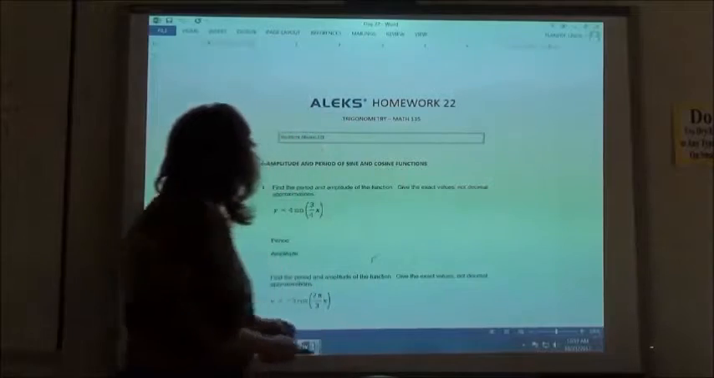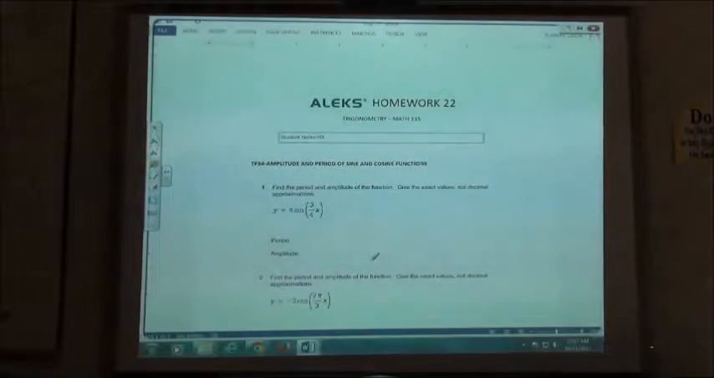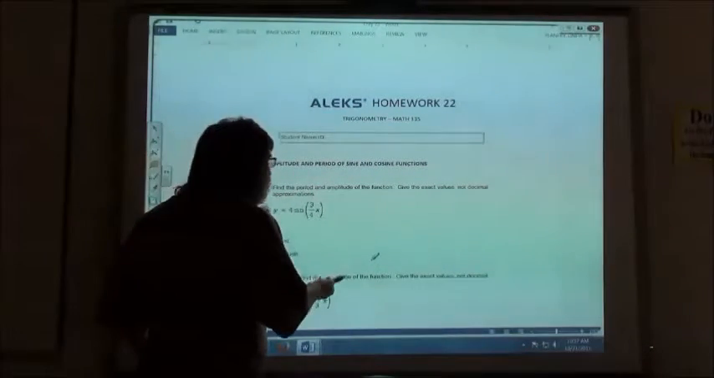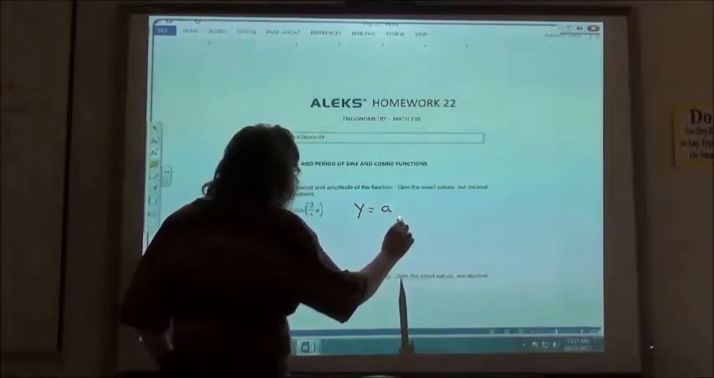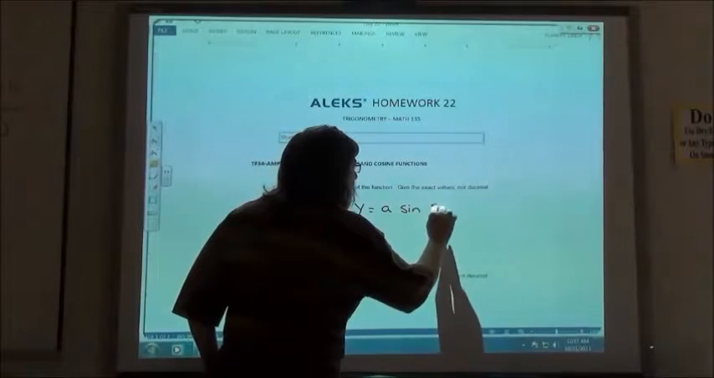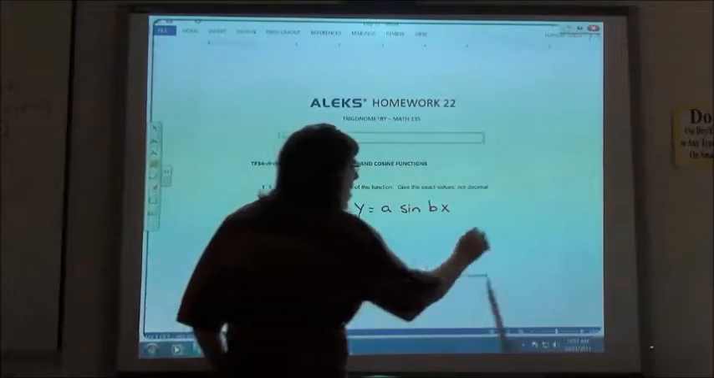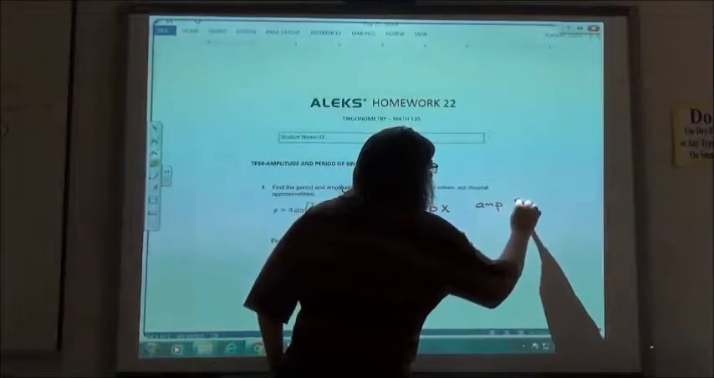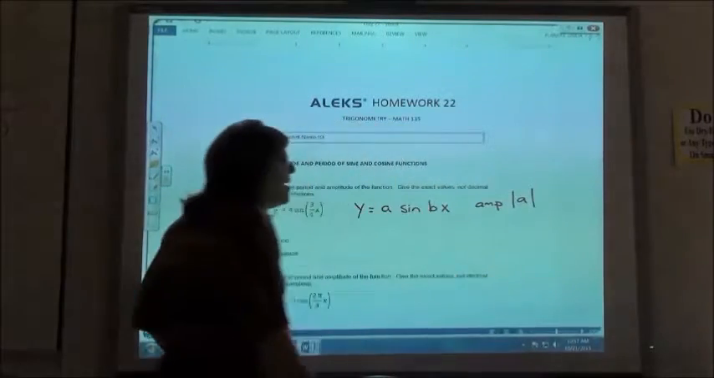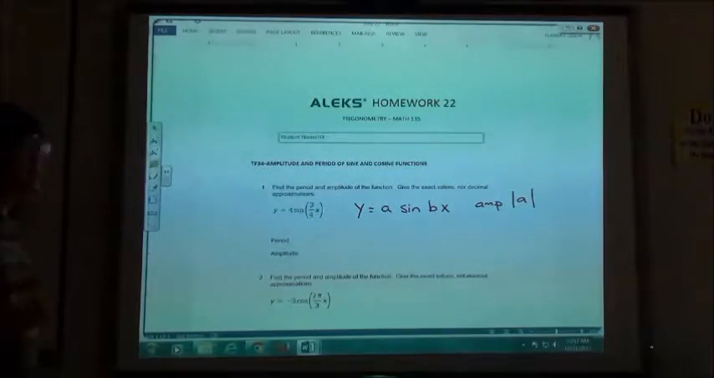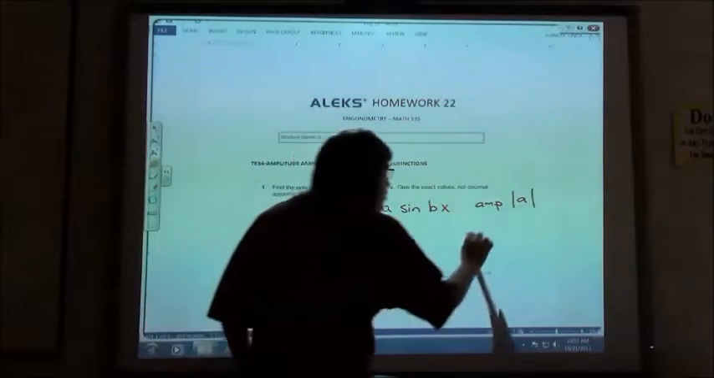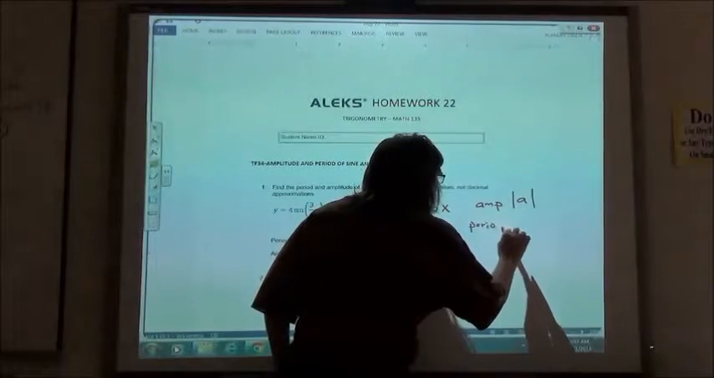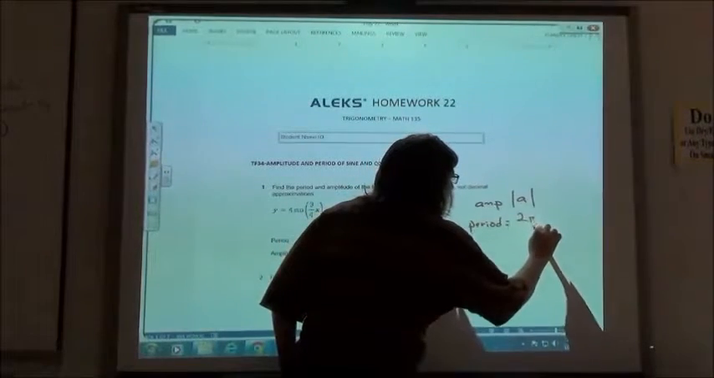All right, trig homework 22 is having you find the period and the amplitude of the function. Keep in mind that standard form for sine and cosine is y equals a, and I'm just going to use sine of bx. The amplitude is the absolute value of a. So the amplitude they always give is a positive value, even though it might go down first, it's still a positive value. Your period is found by taking 2 pi divided by b.